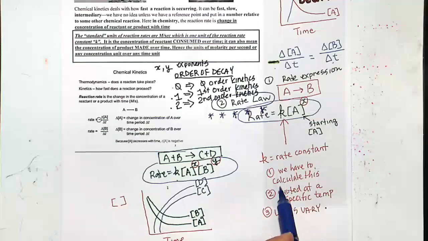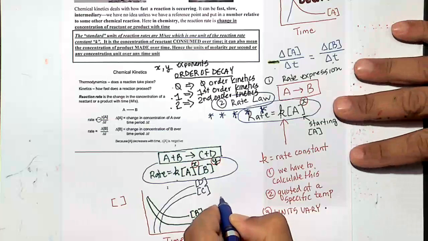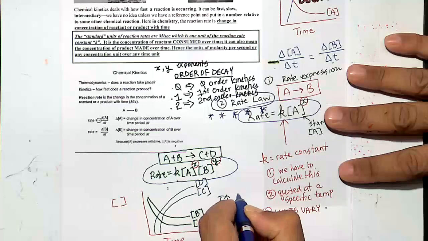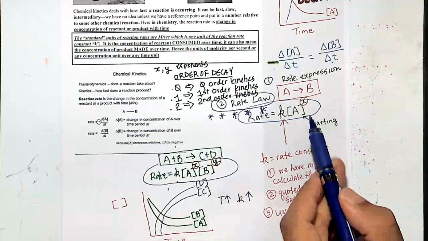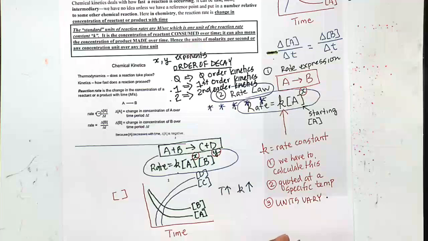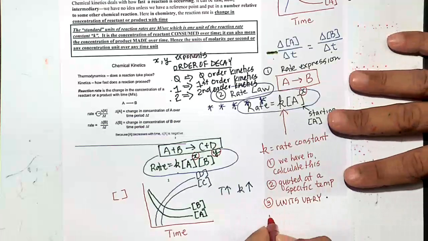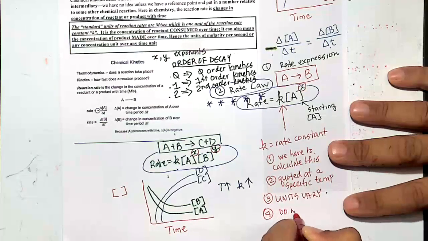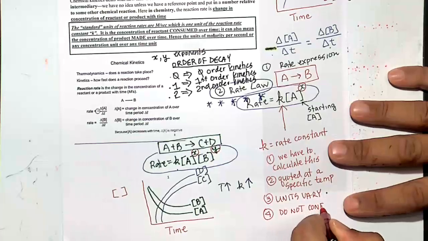All right, so this rate constant K, we have to calculate this. It's not a constant I give you. It's quoted at a specific temperature. If you increase the temperature, the reactions go faster, and that means the rate goes faster, which means K goes faster. The units are going to change, because it depends upon whether this reactant decays with 0, first, or second order. And then the final thing I want to say, just as a final disclaimer, is do not confuse this with capital K.